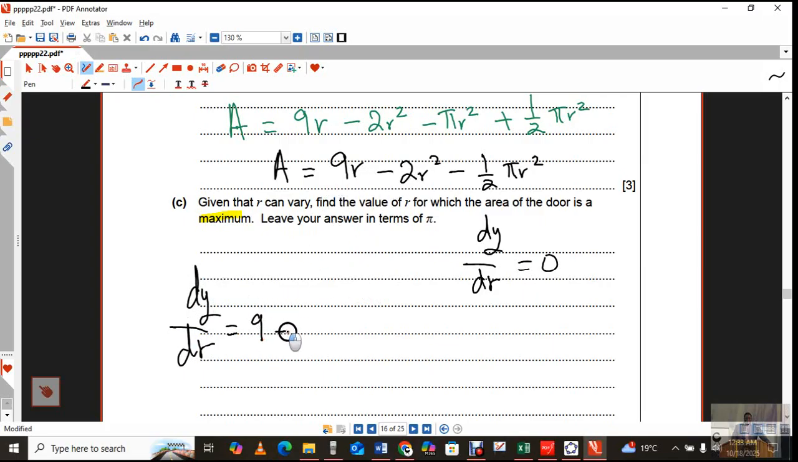Differentiate, this is going to be minus 4r. Then this is a half times 2, which is 1. So this is going to be minus pi r. This is the gradient formula.